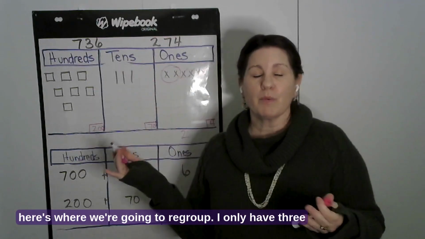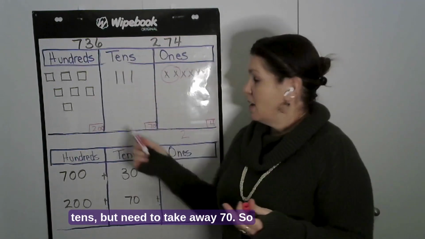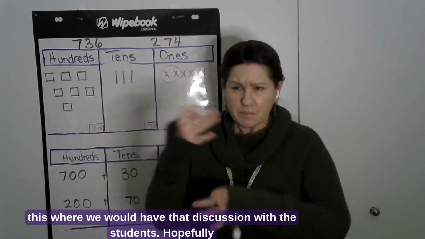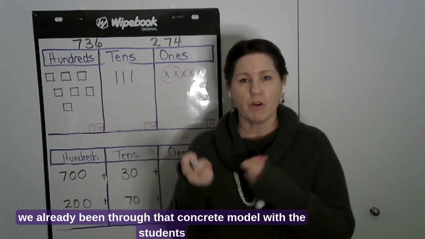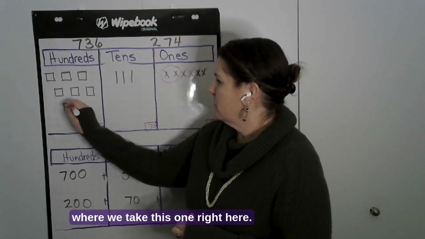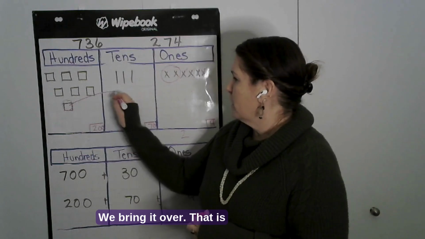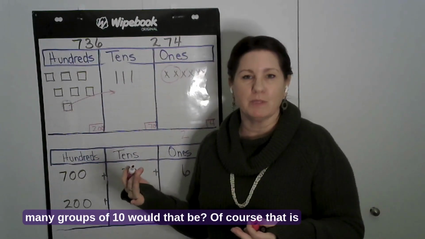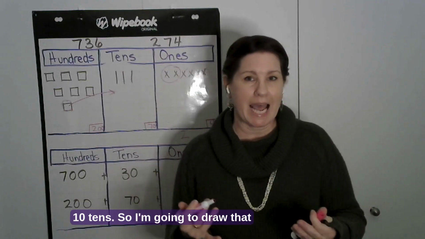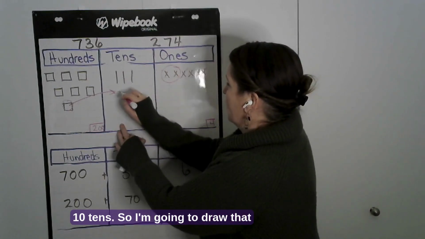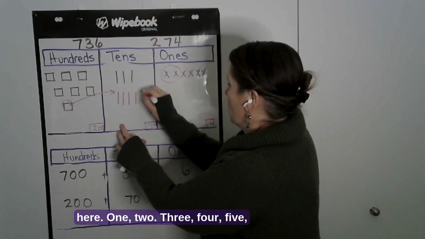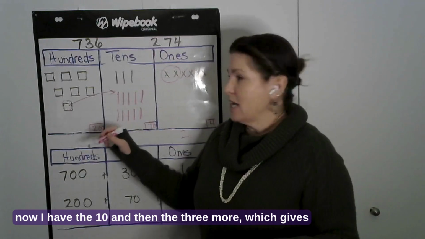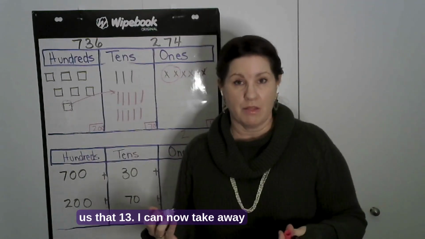And then here's where we're going to regroup. So I only have 3 10s, but I need to take away 70. This is where we would have that discussion with the students. Hopefully we have already been through that concrete model with the students, where we take this one right here, we bring it over, that is 100. So how would we represent 100 and how many groups of 10 would that be? Of course, that is 10 10s. So I'm going to draw that here. 1, 2, 3, 4, 5, 6, 7, 8, 9, 10. And now I have the 10 and then the 3 more, which gives us that 13.